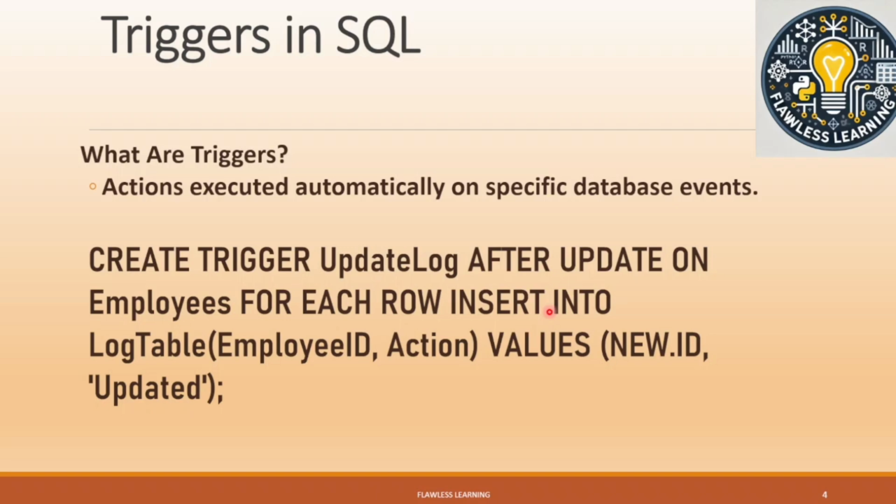It updates for each row. So we just create a trigger, and there is a command like this: for each row, insert into log table the employee id, action, old employee id, and values new id, that is updated. We need that kind of trigger because if we go one by one, you can't handle the database, right? Because there is a huge number of records. So that's why triggers are needed. Triggers execute automatically on specific database events.